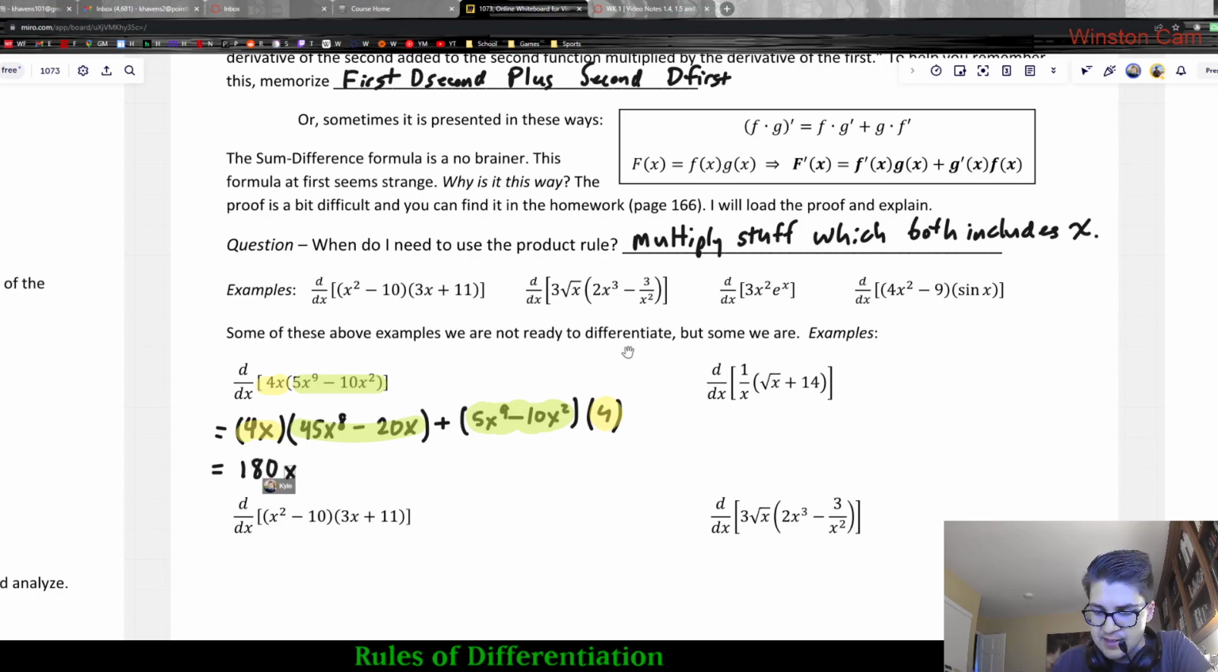x times x to the 8th is x to the 9th. And then 4 times 20 is 80, so we'd have negative 80x squared. So those would give us our first two terms.